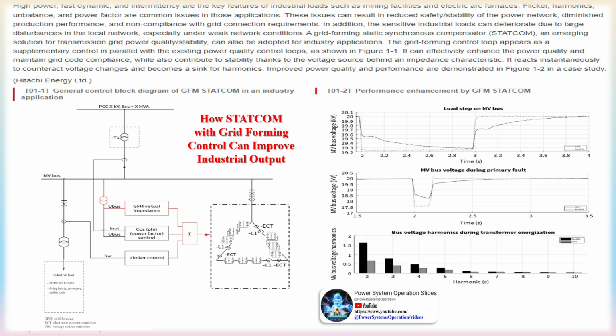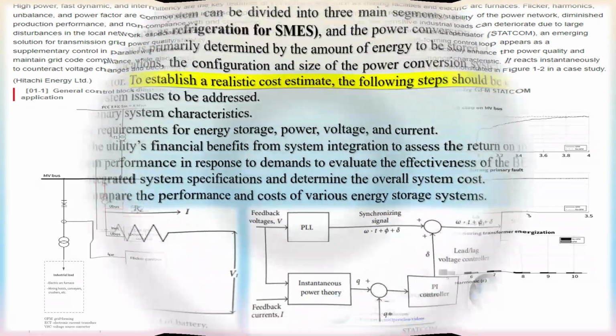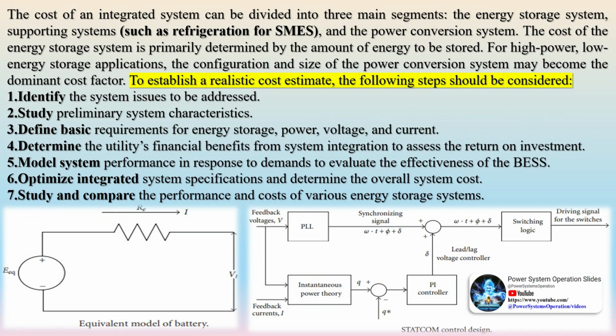SVC versus STATCOM. SVC, static VAR compensator, and STATCOM, static synchronous compensator, are both devices used in power systems to regulate voltage and improve power quality. The main difference lies in their operation and control method. SVC uses thyristors to control reactive power by varying the impedance of the connected equipment, usually a reactor or capacitor. STATCOM uses power electronics, usually voltage source converters, to inject or absorb reactive power continuously, providing faster response and better control.